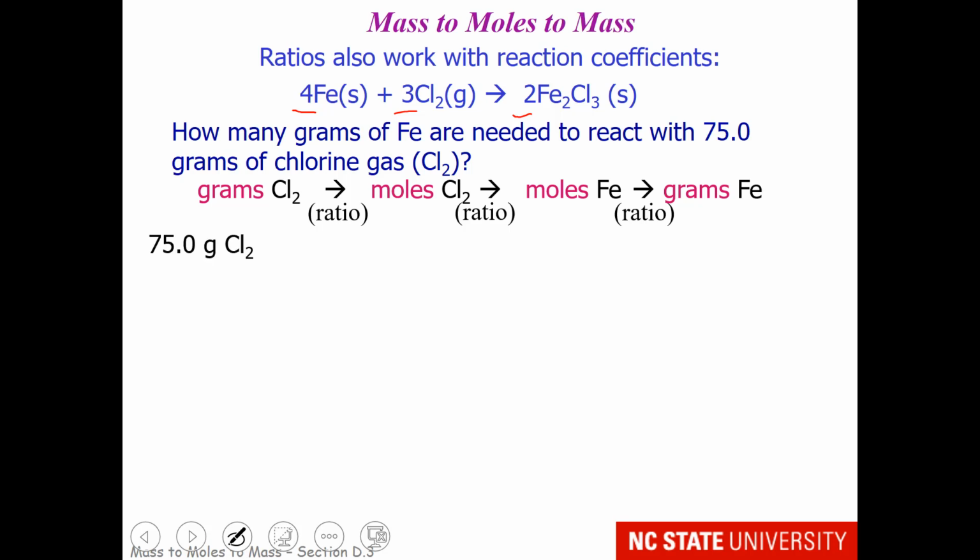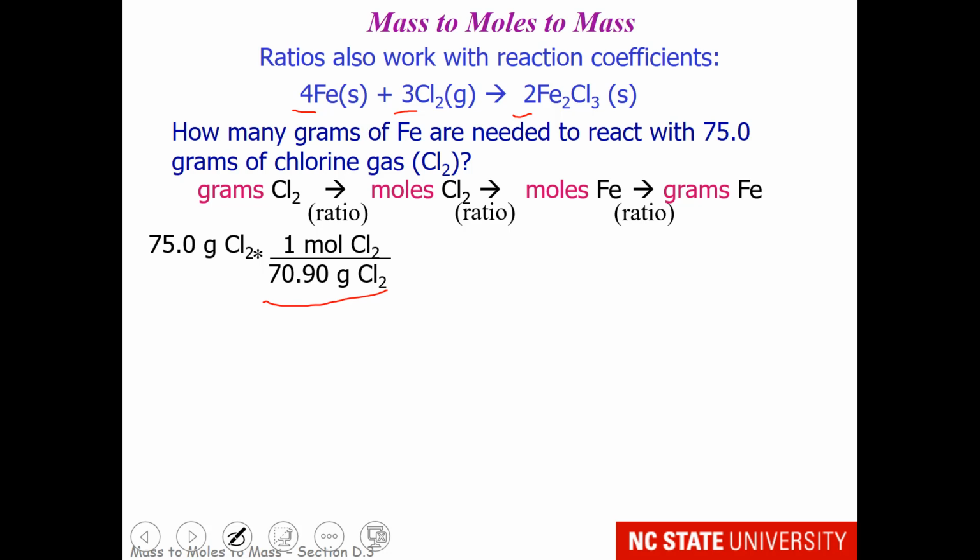We're going to start with 75.0 grams of Cl2. Our first job is to divide by the molecular weight to get to moles of Cl2. So I can either divide or I can take 1 over the molecular weight. Now, if you go and look up chlorine on the periodic table, 1 chlorine weighs 35.45. Notice that I have the correct mass for Cl2 because that is what I'm dealing with in the reaction. Not chlorine atom, chlorine molecule.